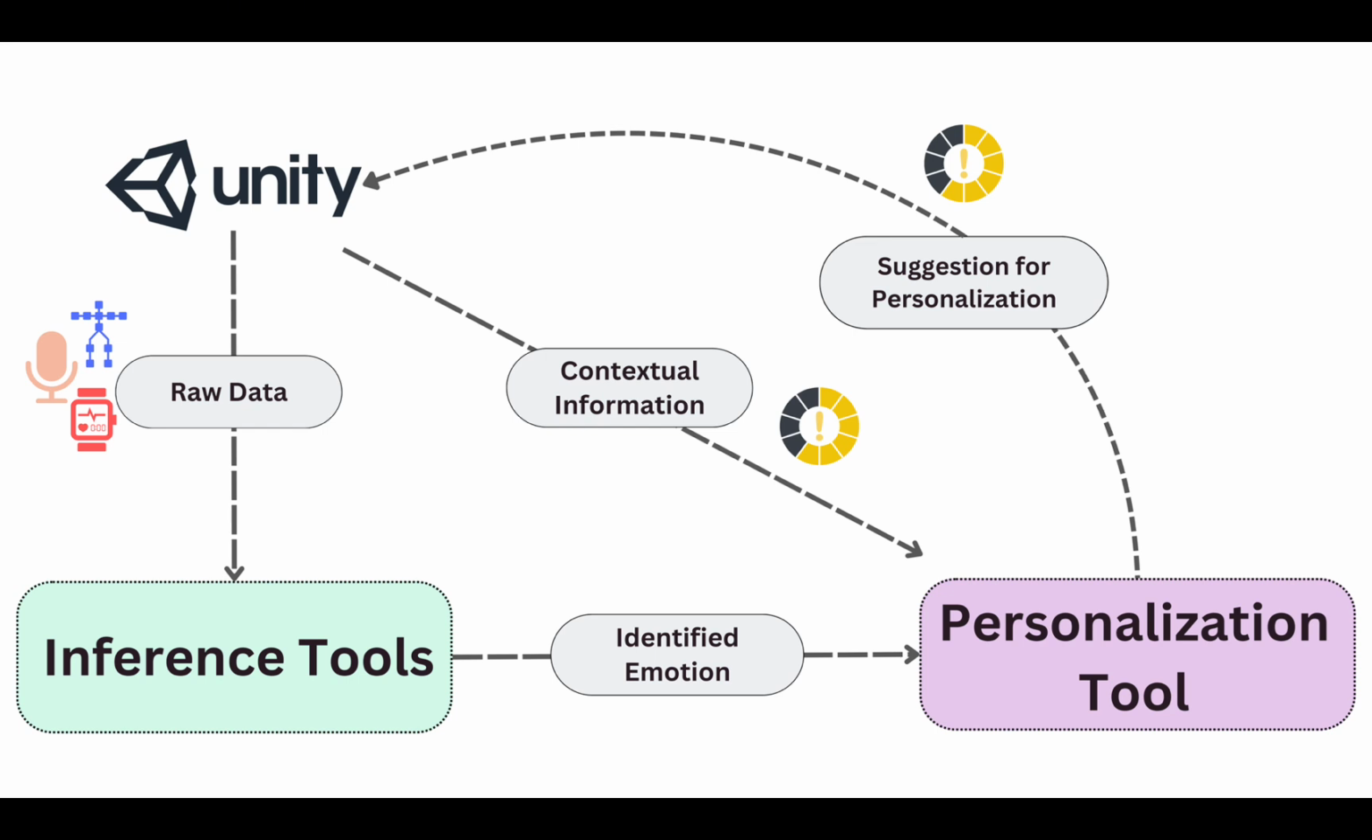Magic XRoom is a Unity VR application to collect data from a user. This data then is read and processed by Inference Tools to identify the user's emotions. The emotions, together with contextual information, will be used by the personalization tool to compute suggestions for personalizing the user's learning experience. This diagram shows the components and their connections.